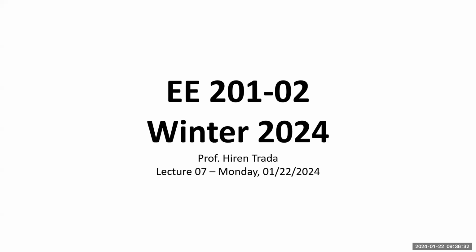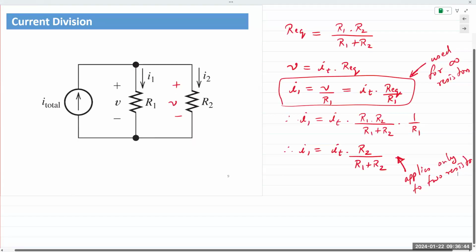Okay, let's continue with our discussion on, what was it? Current division. Okay, current division. So, any questions before I go to the example?